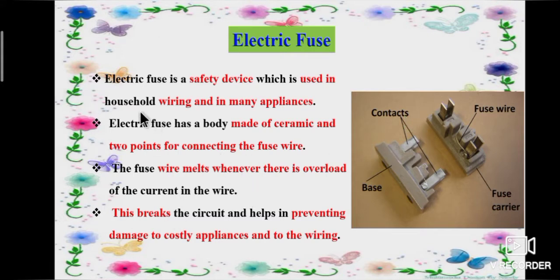Once again I repeat, an electric fuse is a safety device used in household wiring and in many appliances. It has a body made up of ceramic and two points for connecting the fuse wire. The fuse wire melts whenever there is an overload of current in the wire. This breaks the circuit and helps prevent damage to costly appliances and to the wiring.